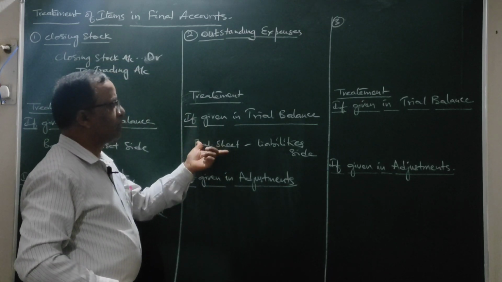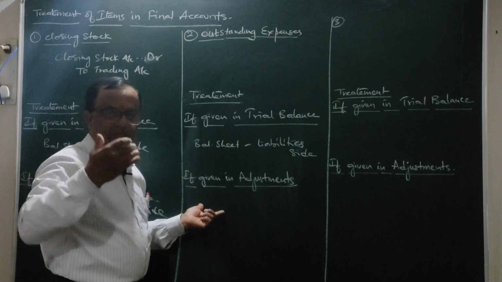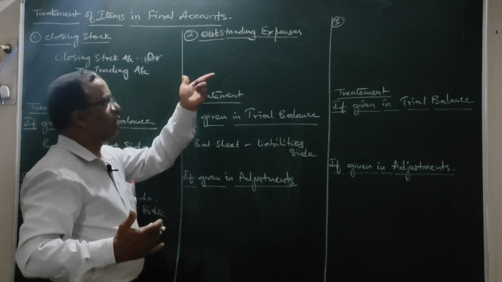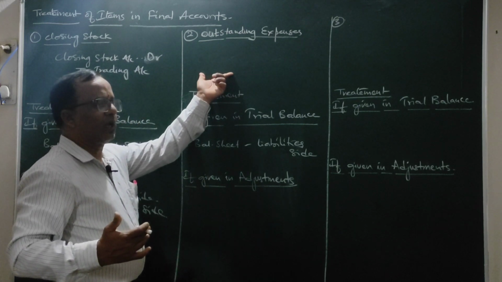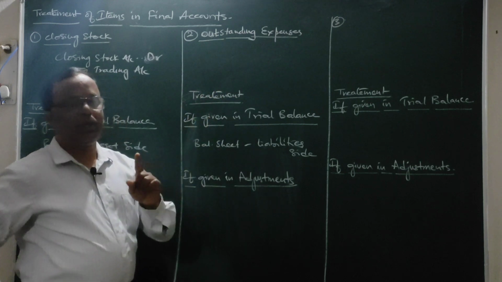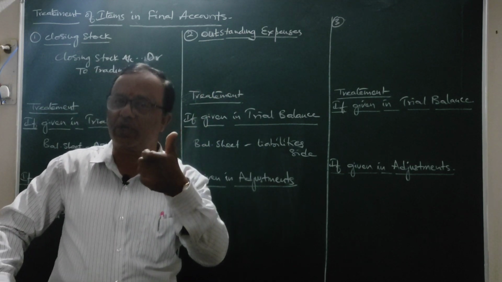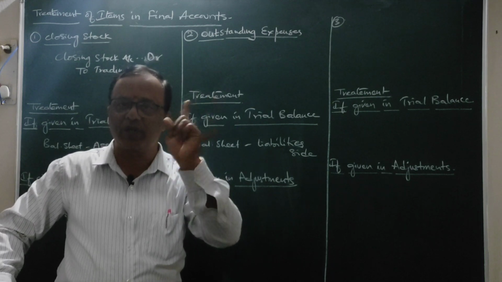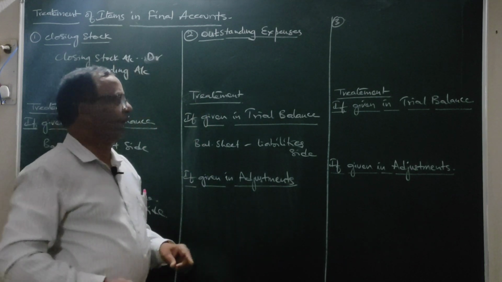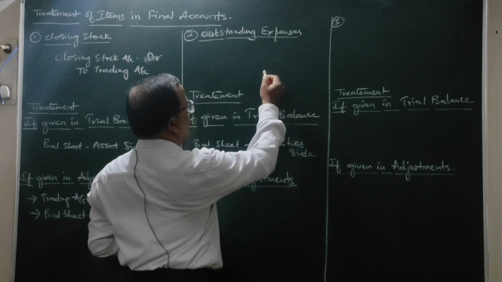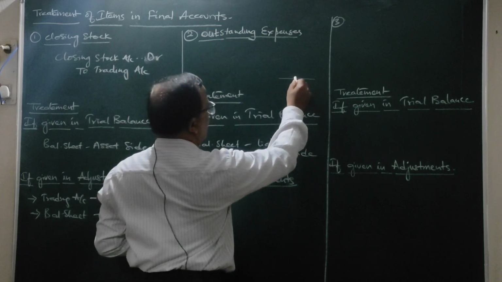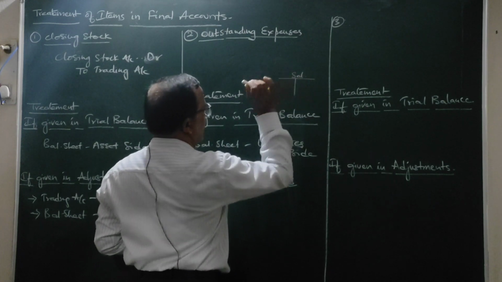So if this particular outstanding expense is given in the adjustments below the trial balance, at that time we need to write the entry. What entry are we going to write? Simply, because we are preparing on accrual basis, you should add it to the concerned expense account. If you imagine your expense account, take for example outstanding salaries, if he has given that, what we should do is take this as the salaries account.